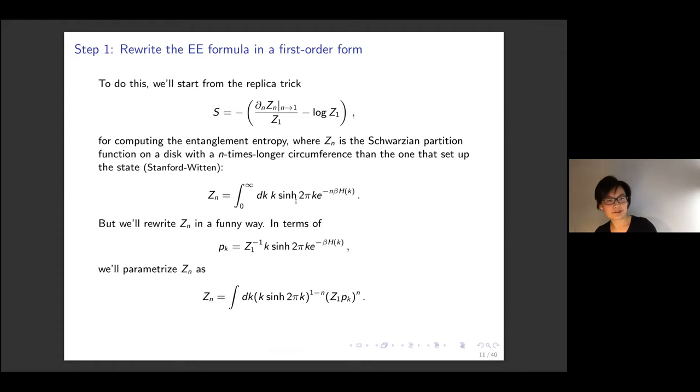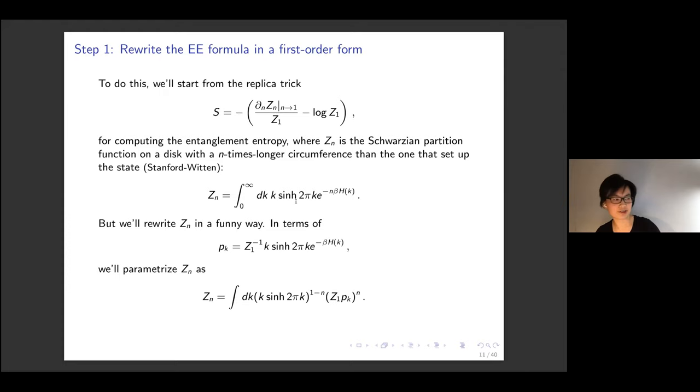But now, instead of just directly plugging this into the replica trick formula, I want to pause here and rewrite Zn in a funny way. So in terms of this quantity P sub k that I've introduced here in a totally arbitrary way for now, whose physical meaning I'll explain in a second, we can rewrite it as shown in the bottom line. These steps probably seem really random right now, but just bear with me for another slide or two.